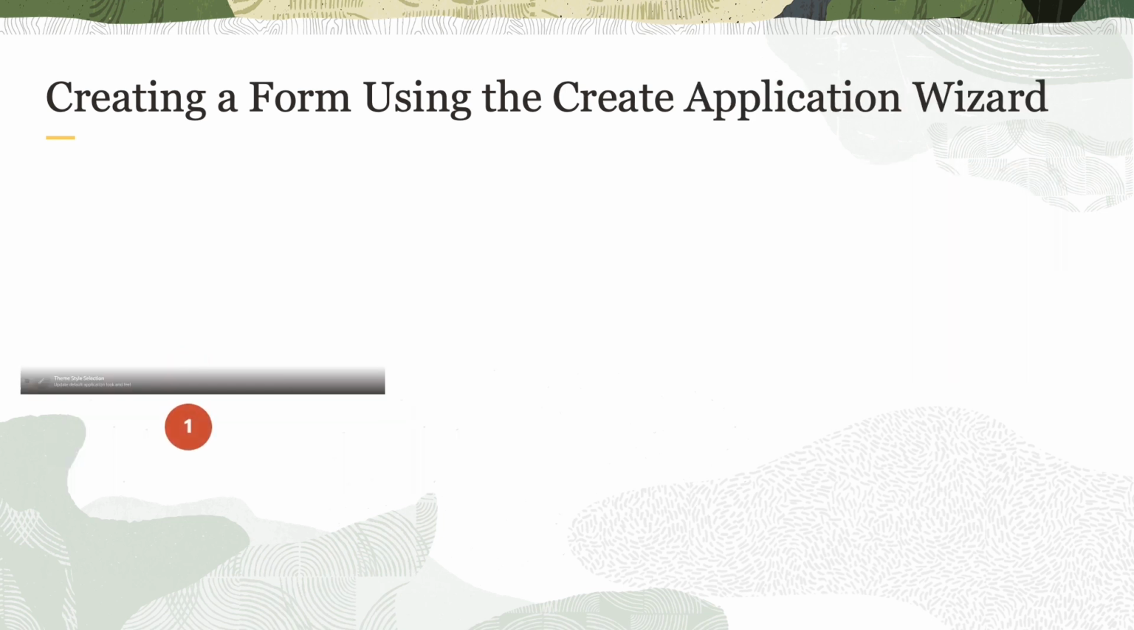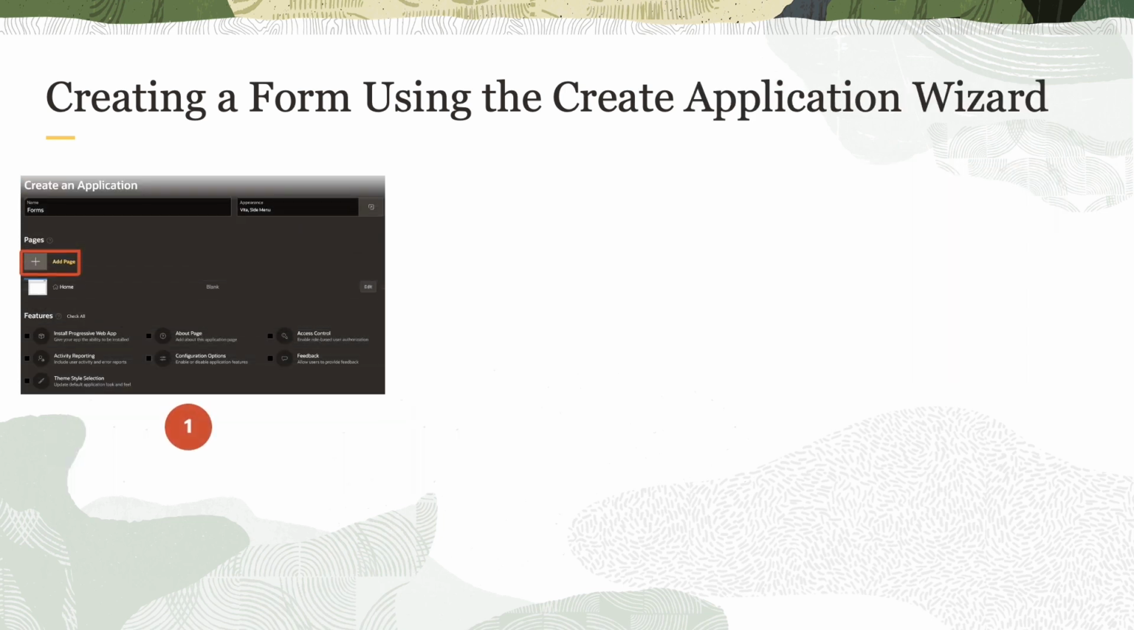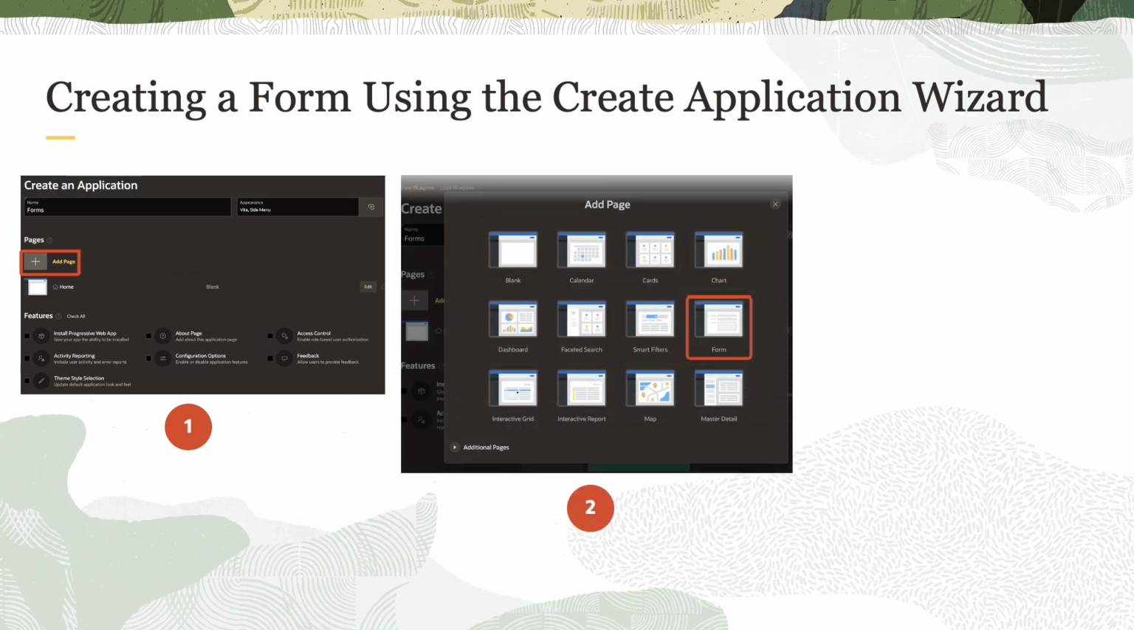Let's walk through the steps of creating a form using the Create Application wizard. On the Workspace homepage, you click the App Builder icon and you click on Create and select New Application. Here you enter details such as application name and select the appearance. Then you click on Add Page under Pages. In the Add Page dialog, select Form.